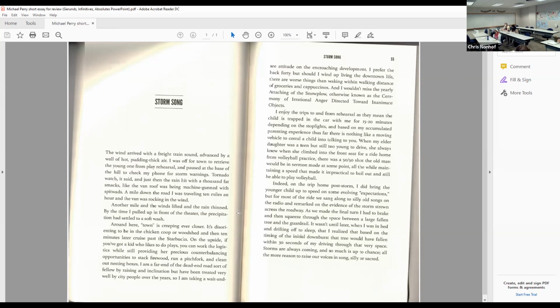That could be a period. But he's got one more trick up his sleeve with another little phrase, all the while maintaining a speed that made it impractical to bail out and still be able to play volleyball. And there's that snark again, right? There are a lot of different ways to say this, but to just label it as impractical, that's a very intentional, obvious word choice, which I think softens this massive sentence.